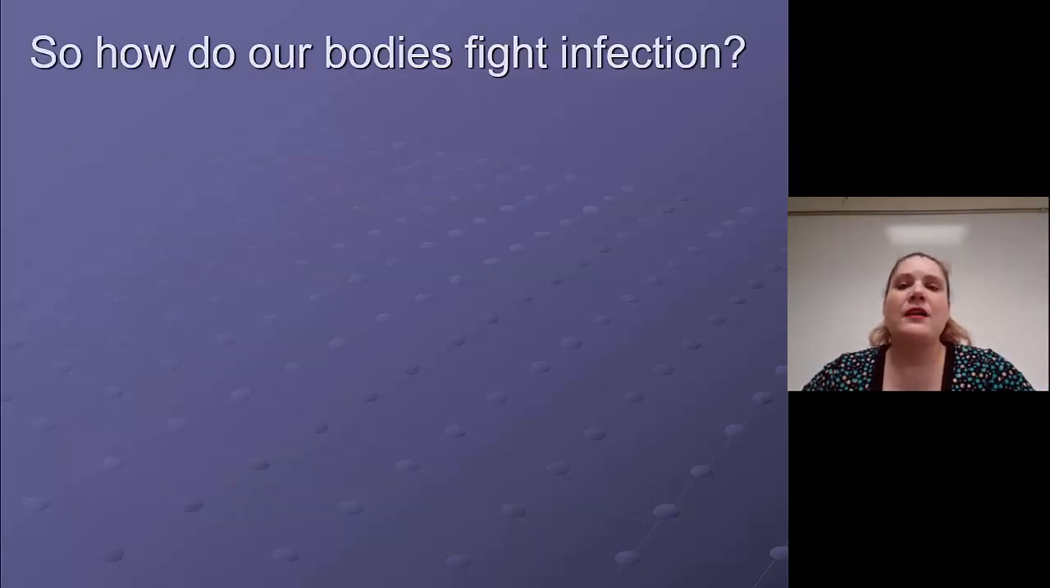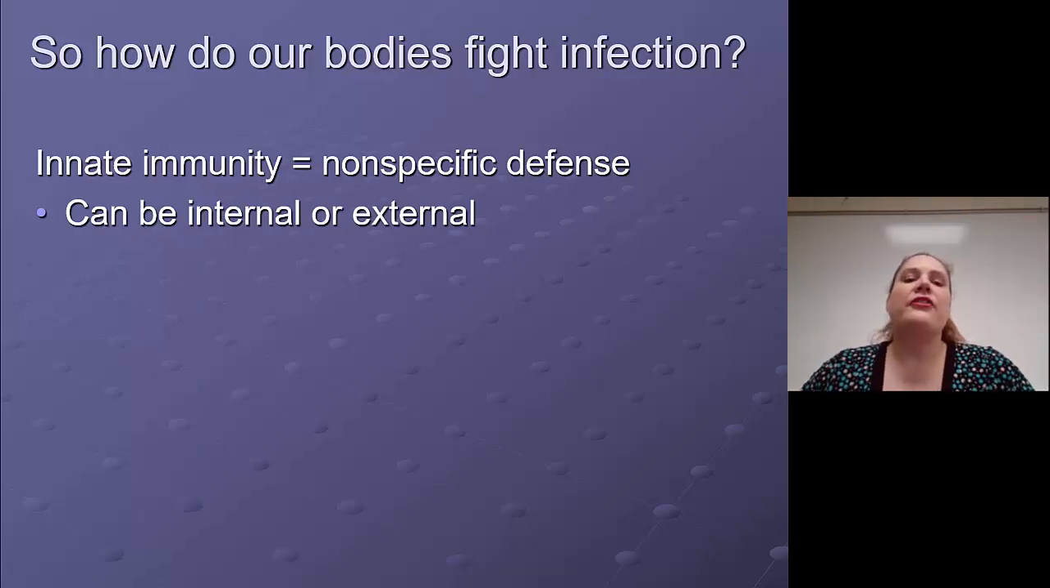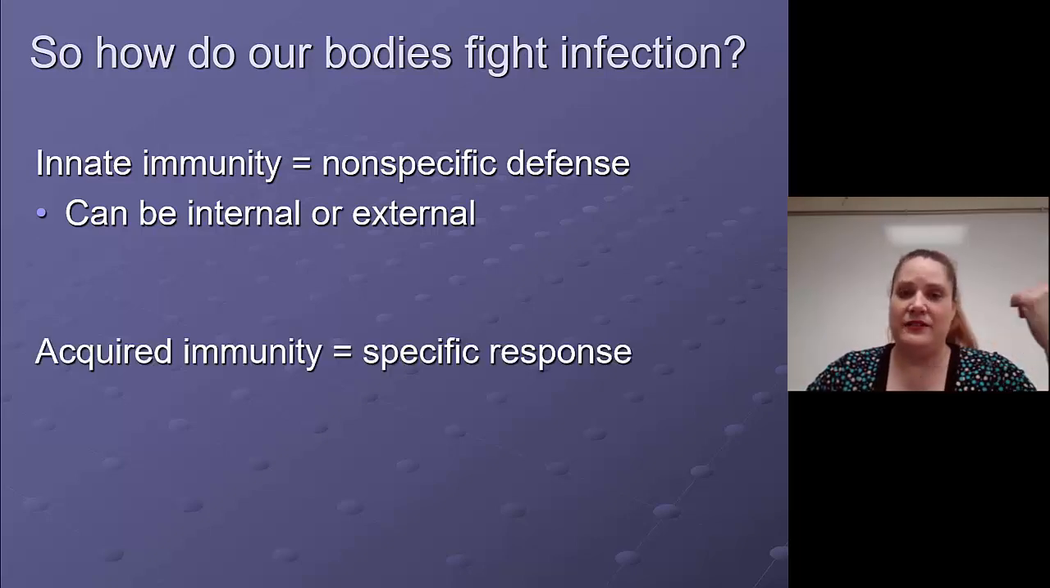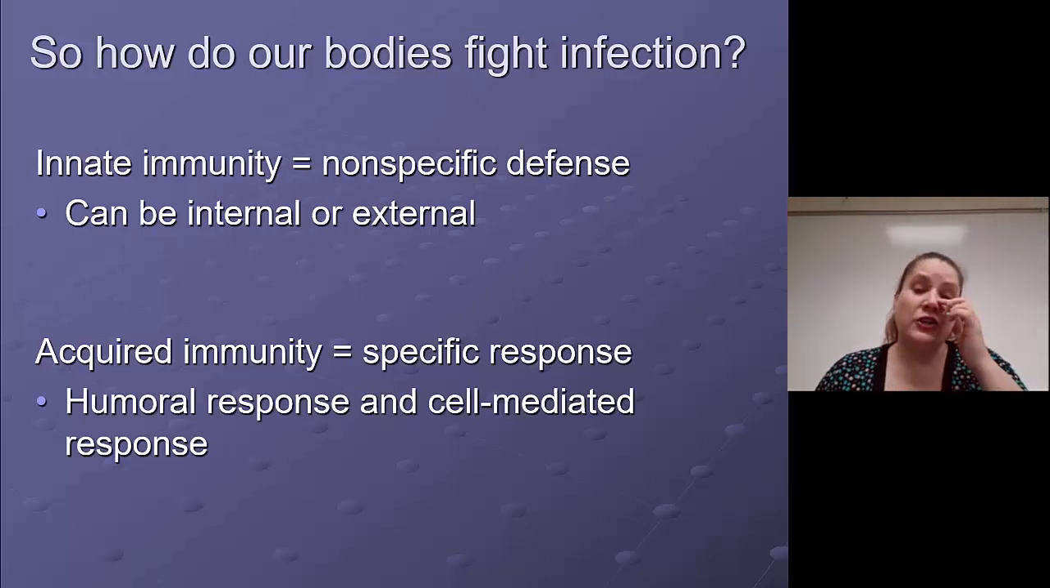Okay, so the first thing is that we're going to sort of divvy this up into two parts. We have innate immunity, which just comes from within, and it's a non-specific defense. There are internal innate immunities and external innate immunities. So we have non-specific defenses that are inside of us and outside of us. Then we also have acquired immunity. And acquired immunity is, as it sounds, acquired. We get it throughout our life. We're not born with it. That's going to be a really specific response. This then gets divided into two parts, the humoral response and the cell-mediated response.